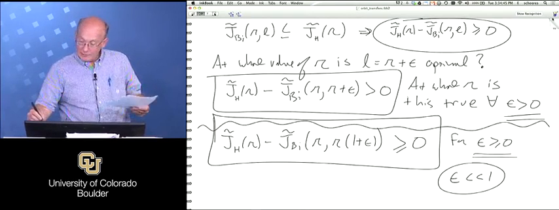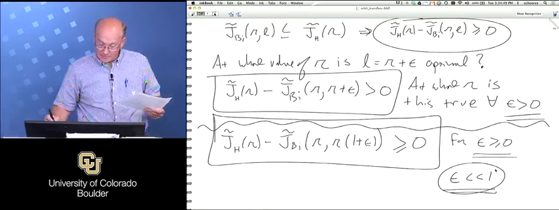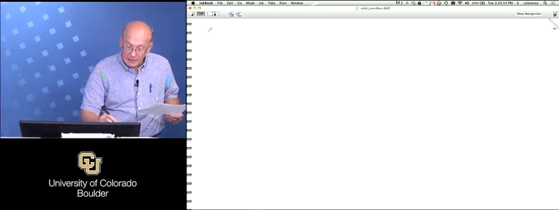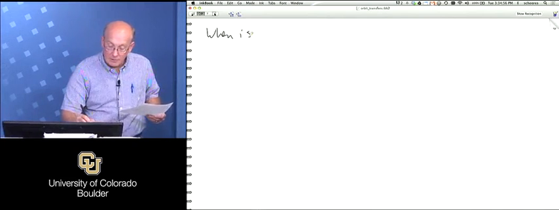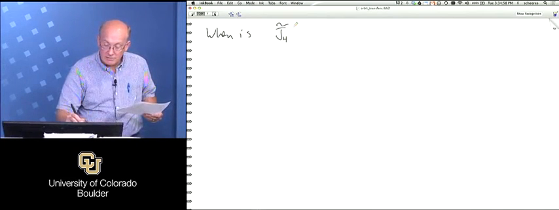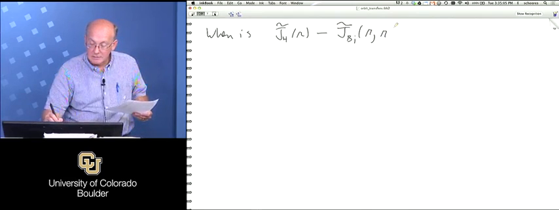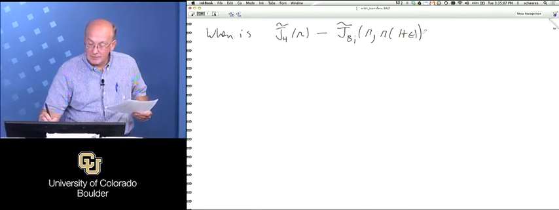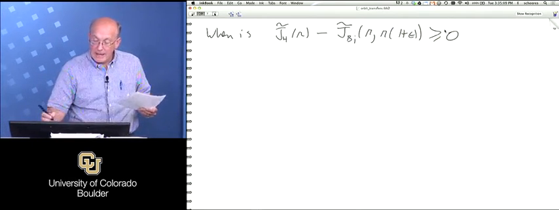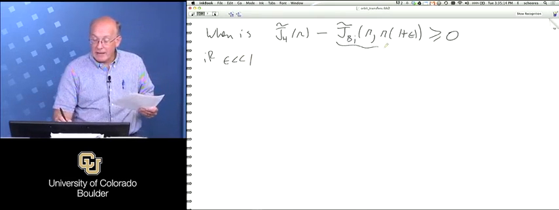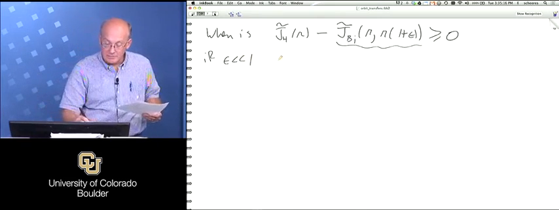So if we have that sort of a perspective, and if we assume epsilon is much less than 1, the question changes a little bit. It becomes, when is J_H tilde as a function of R minus, I'll just restate it again, epsilon greater than or equal to 0, and if epsilon is much less than 1, we can expand this in a Taylor series expansion.